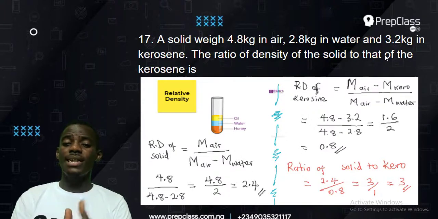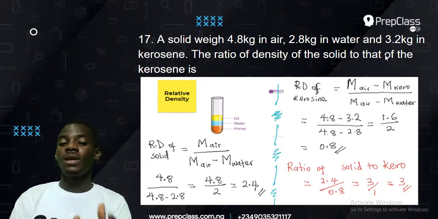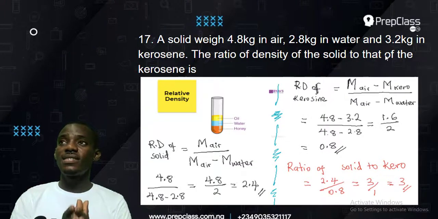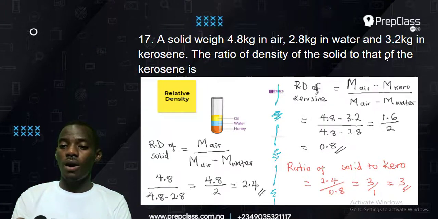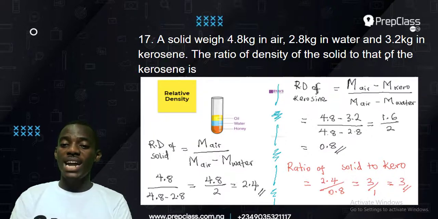Notice that the formula for solid and liquid are not the same. The way to find the relative density of solid is not the same as how to find the relative density of liquid. The formula has a little alteration. Although the one below might be the same, the one above is not the same. So if you get that, then you can answer questions on relative density easily.